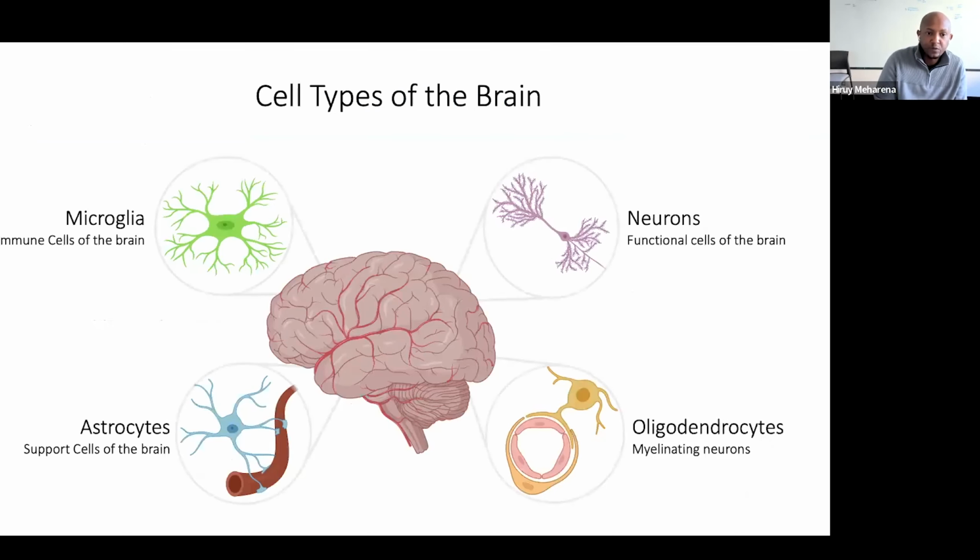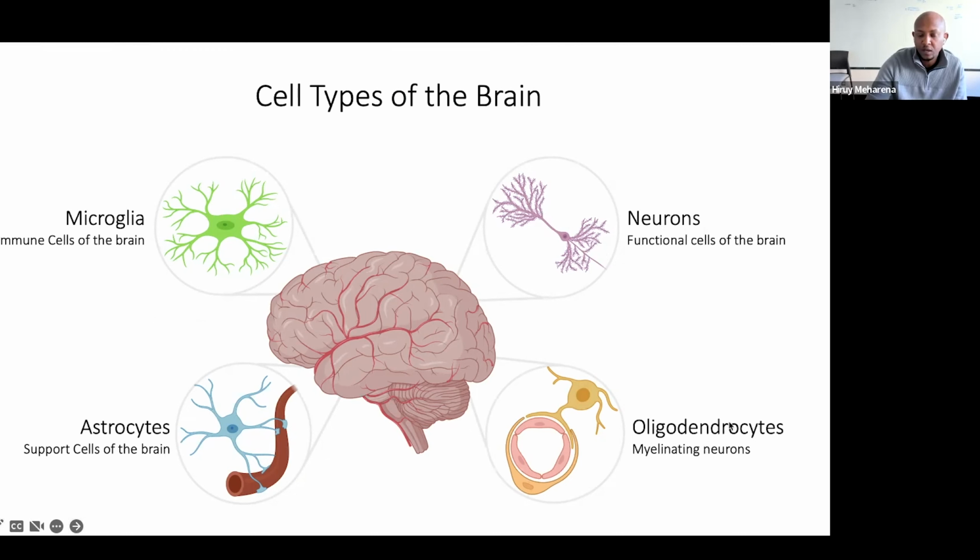Just to give a brief overview, the brain is composed of multiple brain cell types. It's one of the most complex organs in the human body. We have our neurons, which is what we typically think about when we think about the brain. These are the functional cells of the brain. But there are other cell types as well, collectively known as glial cells.